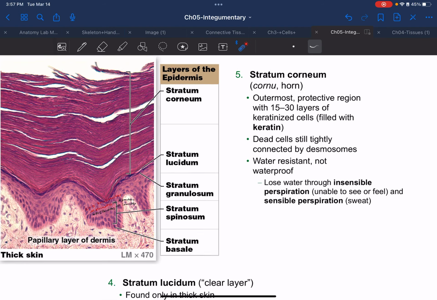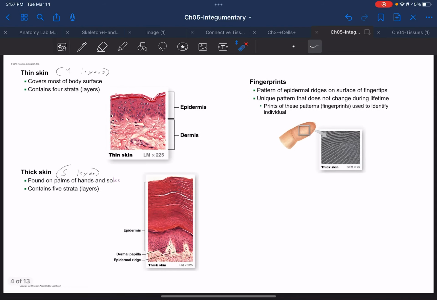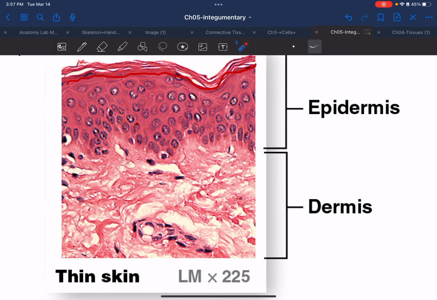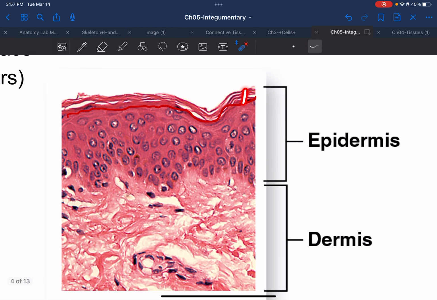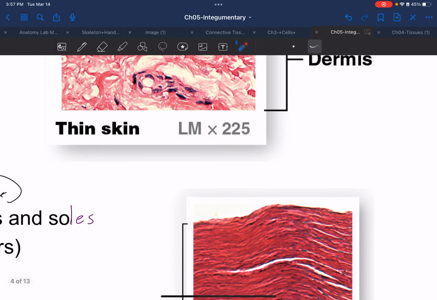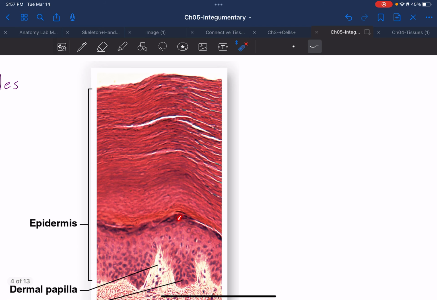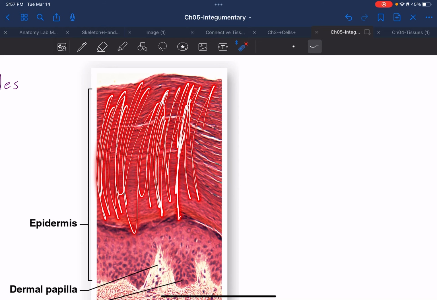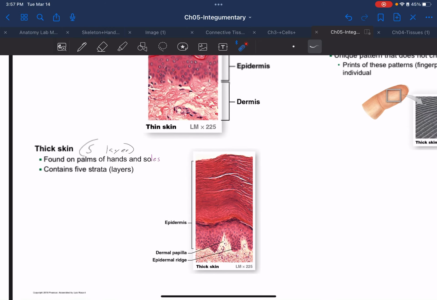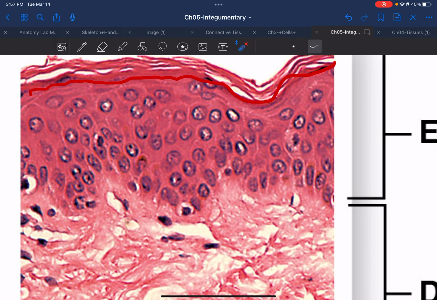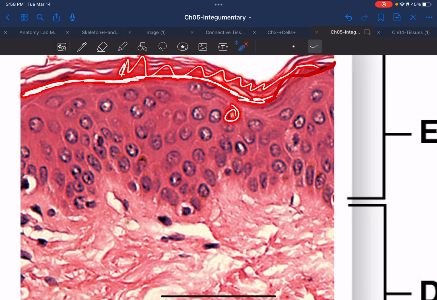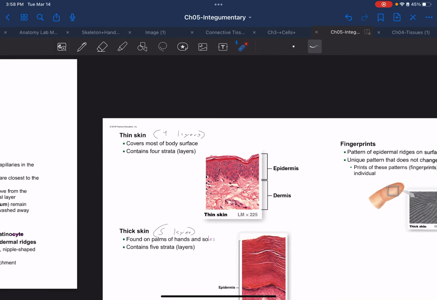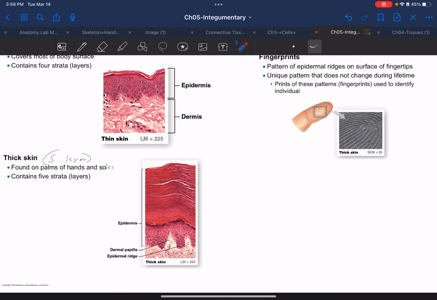So this is a picture of thick skin, and you can see the difference between the two. This is thin skin, everywhere else on your body. It doesn't have a huge layer of dead skin cells. But you can see that the thick skin on your palm and on the soles of your feet has a lot of dead skin cells, because these are the areas that encounter the most friction throughout your lifetime. Even going up to here, up till you get to that stratum corneum, we're missing lucidum. This up here is just corneum. All of these cells are still dividing, and there's not a huge layer of dead cells. So you can just see the big difference between the two from the pictures.